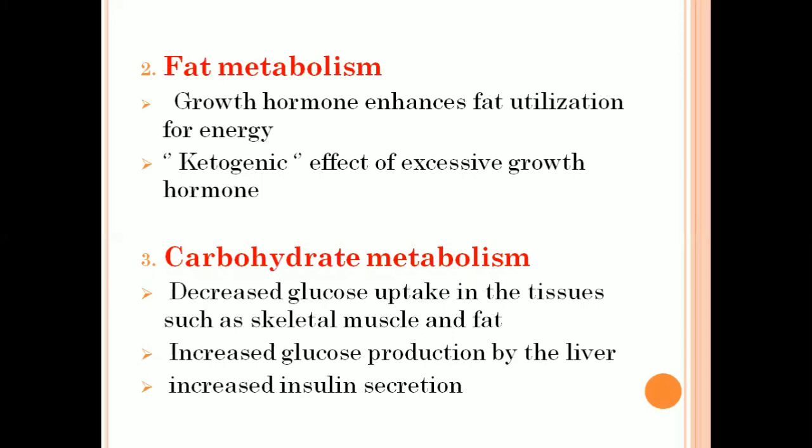On carbohydrate metabolism, growth hormone is also called a pro-diabetogenic hormone as it increases the blood glucose level. So there is decreased peripheral utilization of glucose in skeletal muscles, and there is increased production of glucose by the liver. And this process is called gluconeogenesis. This glucose production is from non-carbohydrate sources. And there is increased insulin secretion.